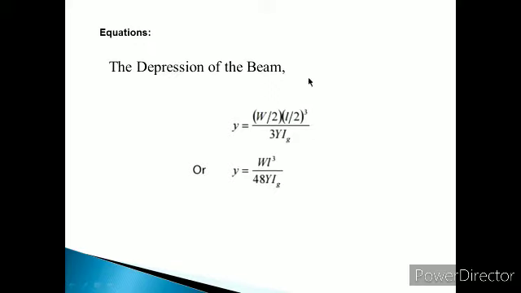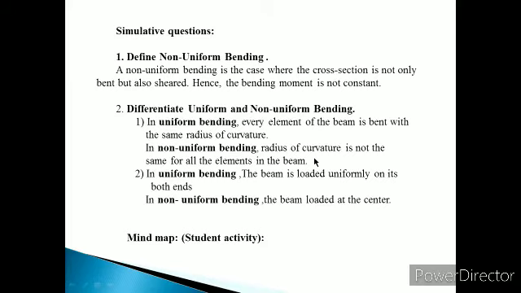That is, the depression of the beam is y = W/2 (L/2)^3 divided by 3YIg. Therefore, y = W L^3 divided by 48YIg. We are going to derive this in this session. Some of the stimulating questions.